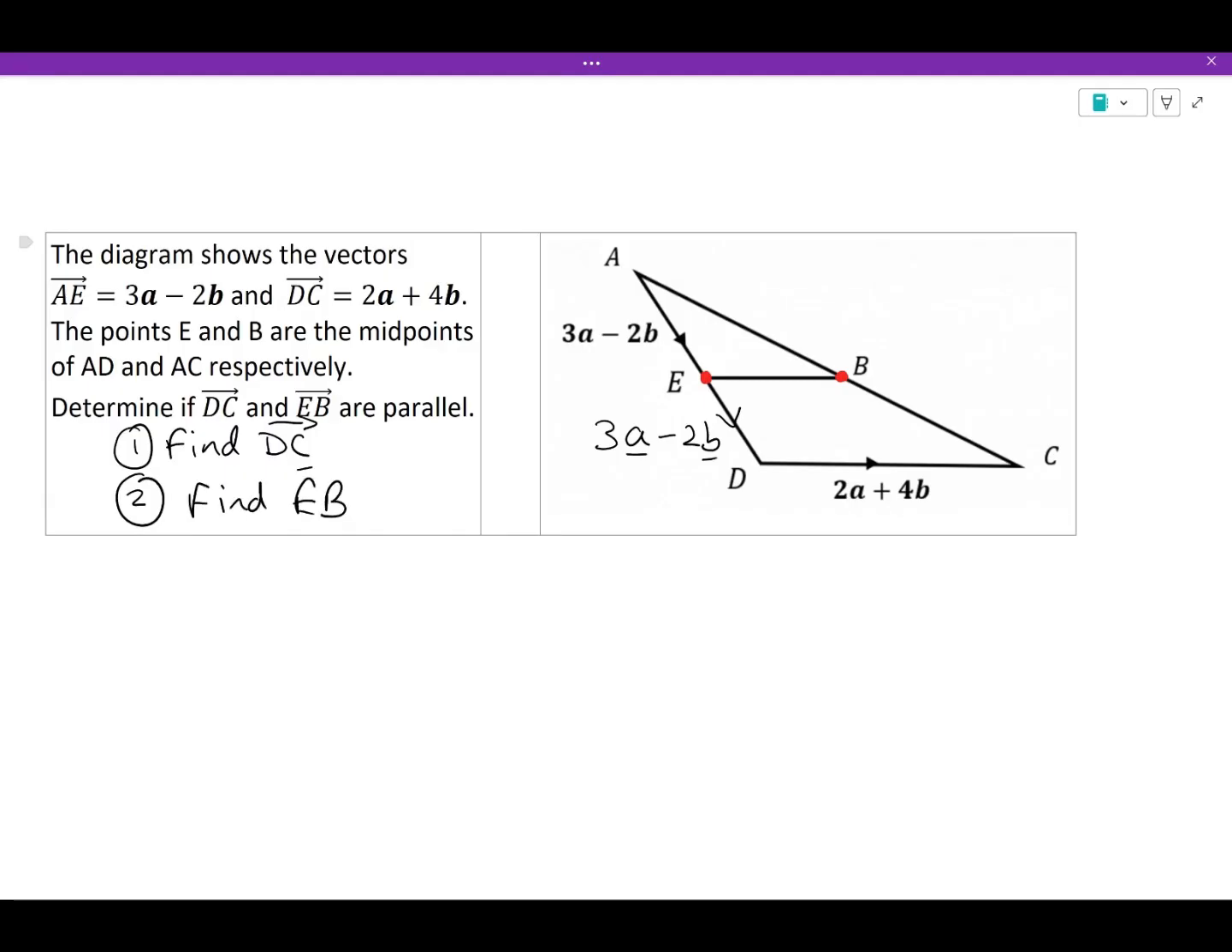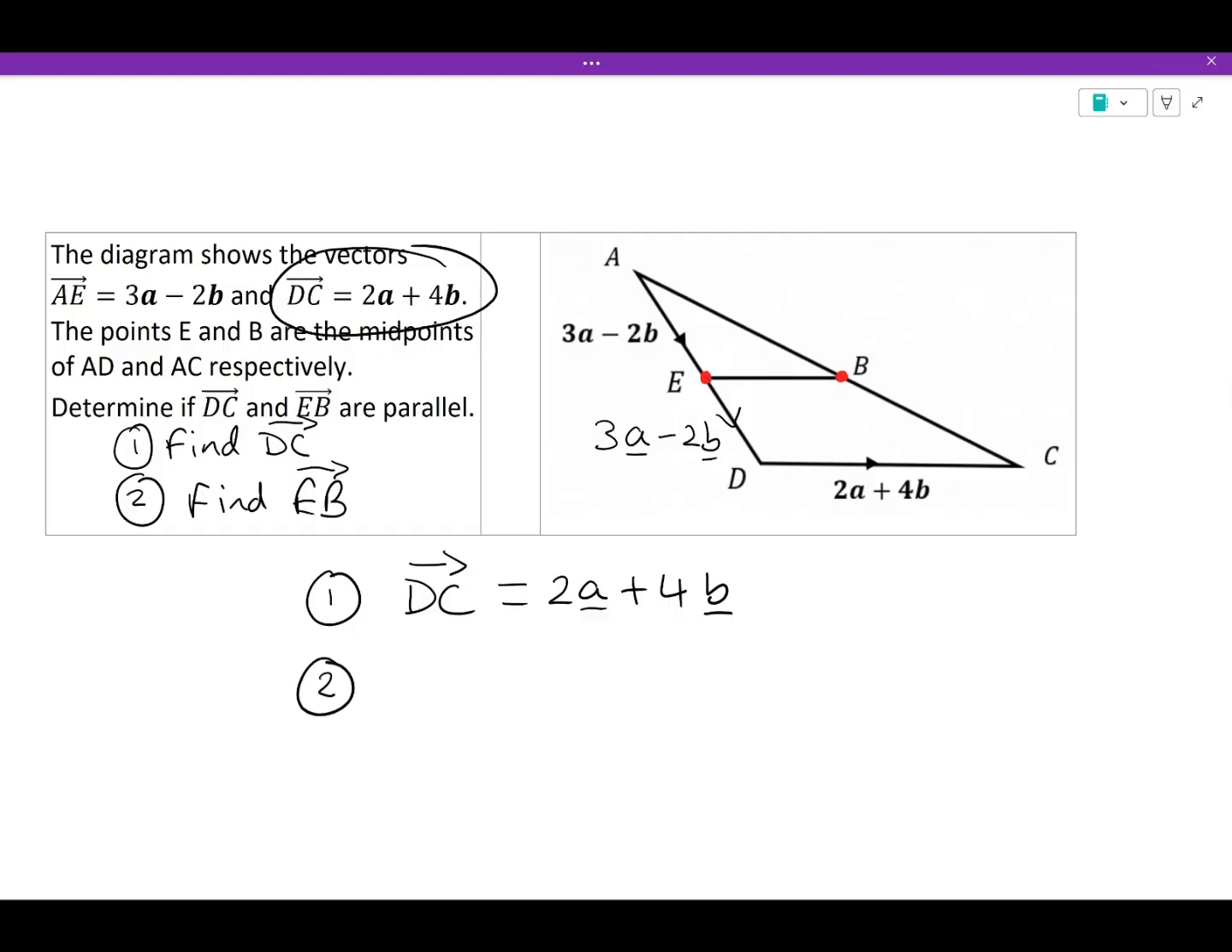And then we can think about whether they're parallel or not. Okay, so let's start with number 1, which is D to C. Now, if we look at the question, they've actually given us D to C. It's this vector here. It's 2a plus 4b. So that means number 1, step 1 is already done. It's given in the question. That won't always be the case, but it is with this one.